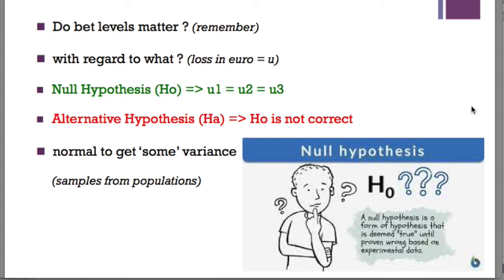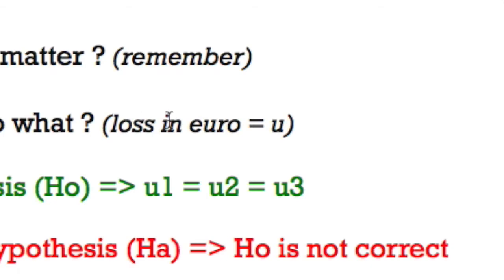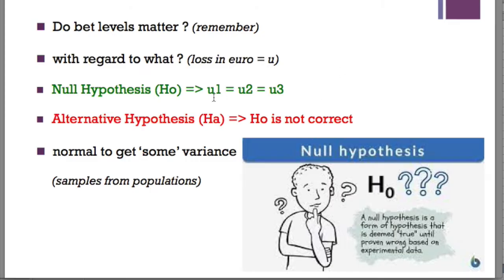Now remember, the whole point of the video was, do bad levels matter? But with regard to what? With regard to your fun, to your time, to the beauty of the roulette dealer? No, it's to loss in euro, mu. So the null hypothesis claims mu1 equals mu2 equals mu3. I put it in green because the null hypothesis is some kind of starting point. We assume this to be true. It doesn't mean it is true, and we need to test it. And that's the alternative hypothesis, for when the null hypothesis is not true.